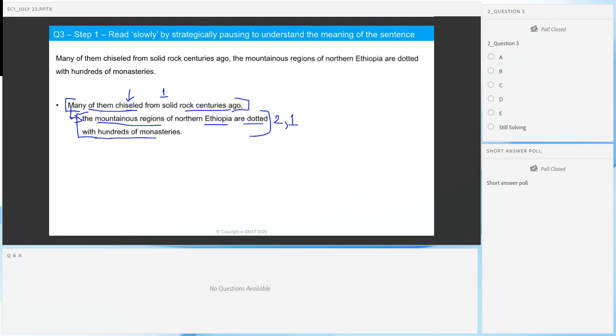So if I do that, if I lift this piece of information and post it right after monasteries, the very same piece of information, will my sentence become correct? What do you think? Will my sentence become correct? Here I see a little lack in confidence. Okay, let's not talk about grammar. I'm only talking from the meaning perspective.